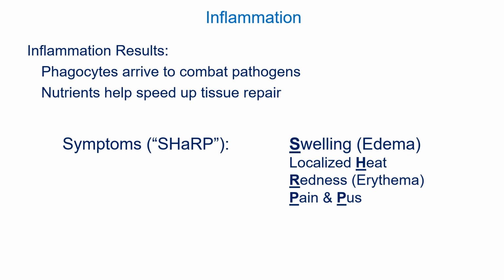Here's a little acronym to remember the symptoms of inflammation. SHARP, so S for swelling, H for heat, R for redness, P for pus and pain.